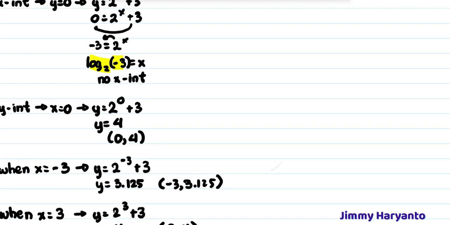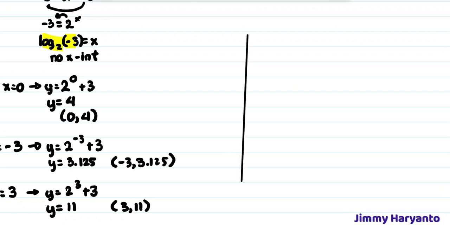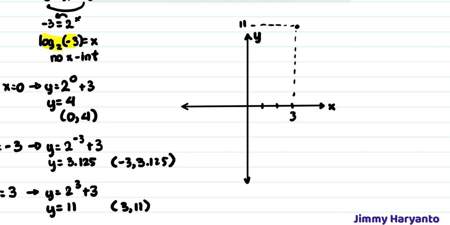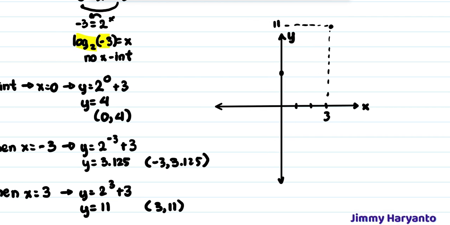Okay, let's draw the curve. Okay, this one is y, this one is x. 3 comma 11, 1, 2, 3, 11 is up there, so this is 3 and this is 11, and then 0, 4, maybe 4 is like here, and then negative 3, and 3.125 maybe right here. Okay, so our curve will be like that.